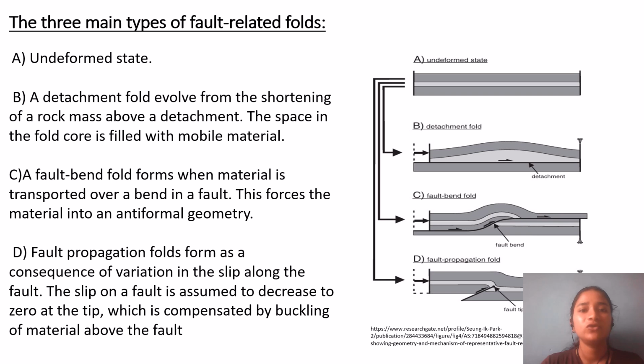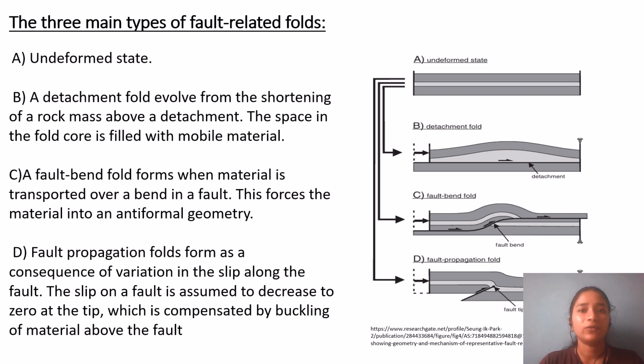This slide shows three main types of fault-related folds. Let's start from the top. First, we have the undeformed state. This is how the rock layers look before any faulting or folding. They are flat and undisturbed. You can see in figure A, this is the undeformed state.